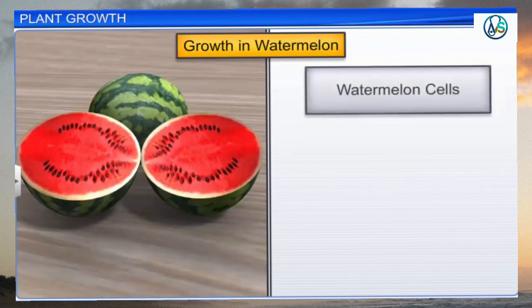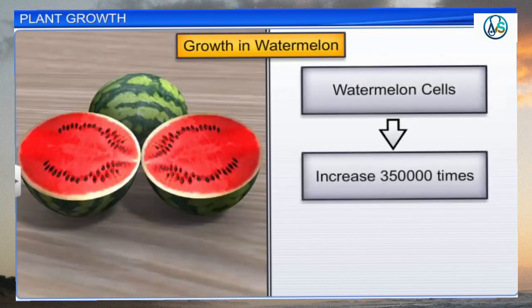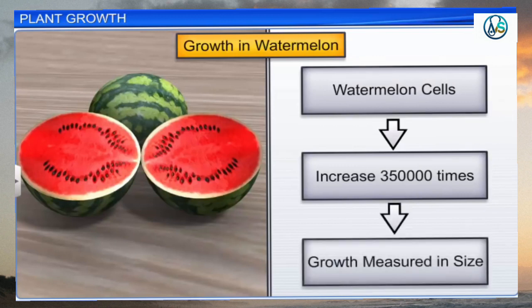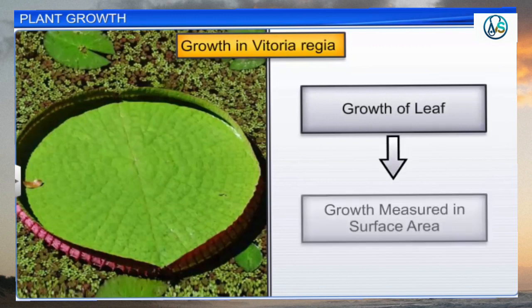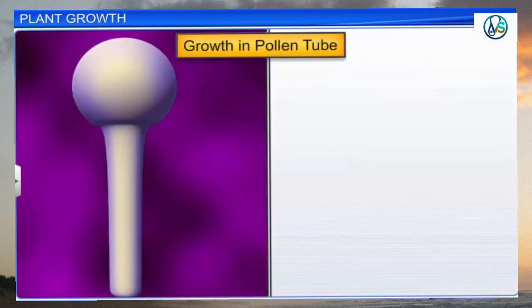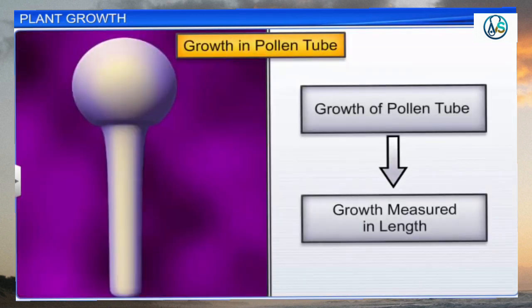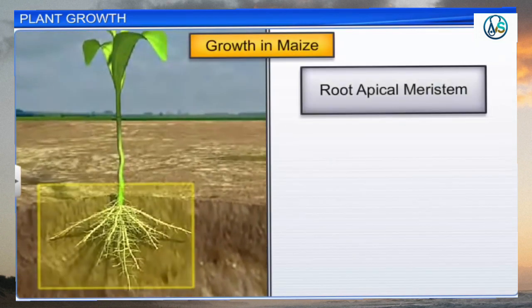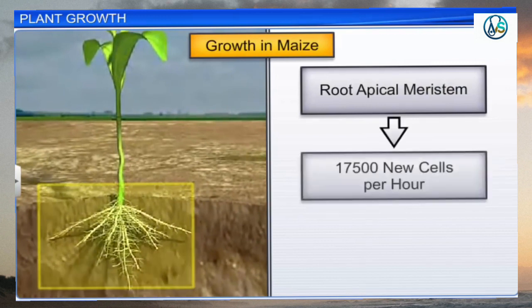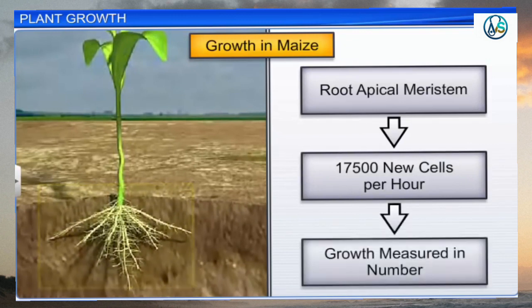For example, watermelon cells increase up to 350,000 times, and hence the growth here is measured in size. In the case of Victoria regia, a leaf, growth is measured as an increase in surface area, whereas the growth of the pollen tube is measured in length. Similarly, the root apical meristem of maize results in 17,500 new cells per hour, and hence growth here is measured in number.